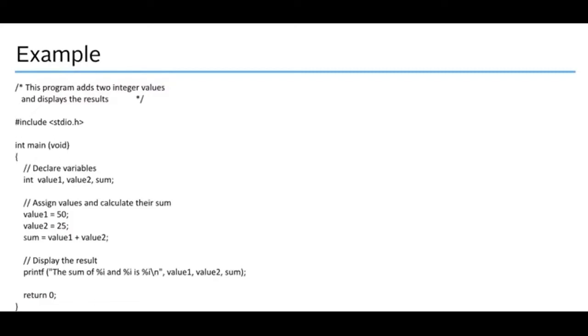Then you see some single line comments. And how do you know they are single line comments? Because they have two forward slashes. So you see a single line comment that says declaring variables. You see another one that says assign values and calculate their sum. And then you see one that says display the result. Each single line comment is describing each group of code, telling you what they are doing.